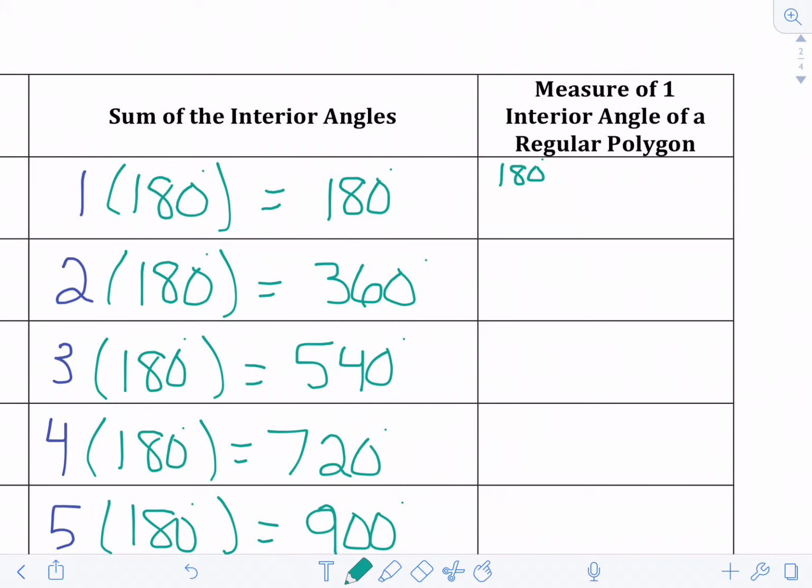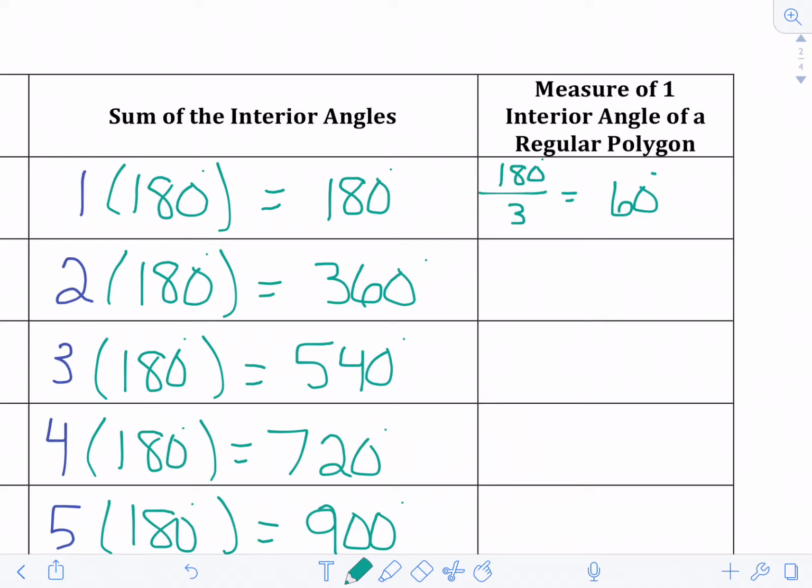If I just want to figure out what one is, I have to divide it by how many there is. So in a triangle, how many angles do I have? I have 3. So 180 divided by 3 would give me 60. So each one of those angles in there will be 60 degrees.